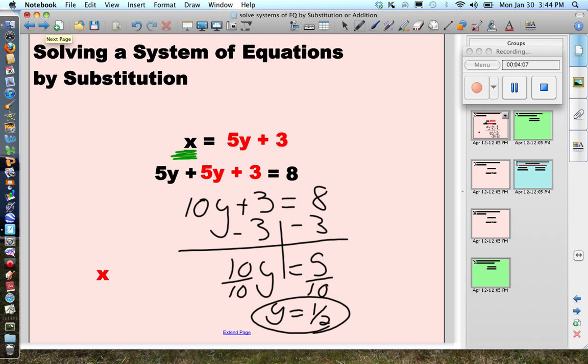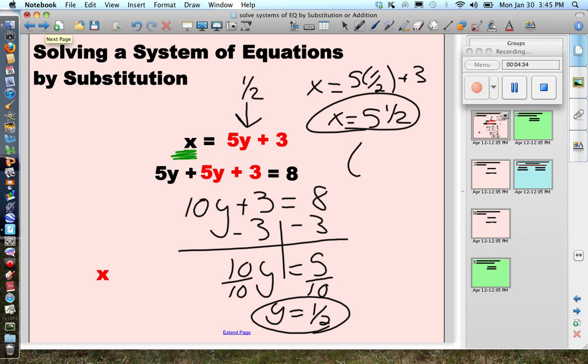Again, I had two equations, two variables, so I need two answers. So if y is equal to 1/2, I'm going to go back up here and put 1/2 where the y is. So if y is 1/2, then x must equal 5 times 1/2 plus 3. 5 times 1/2 is 2.5, and 2.5 plus 3 gives me 5 1/2.